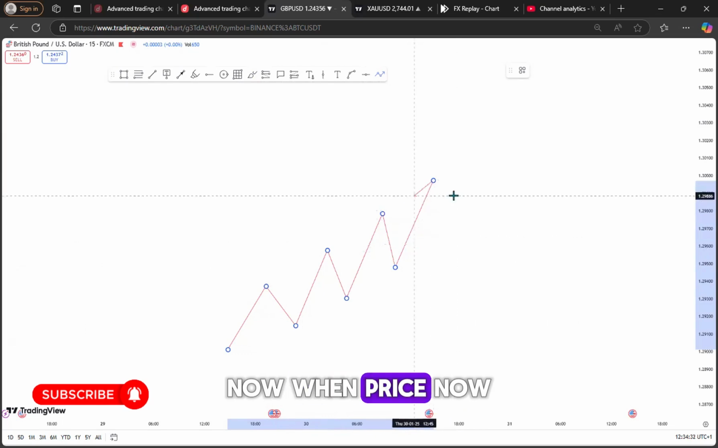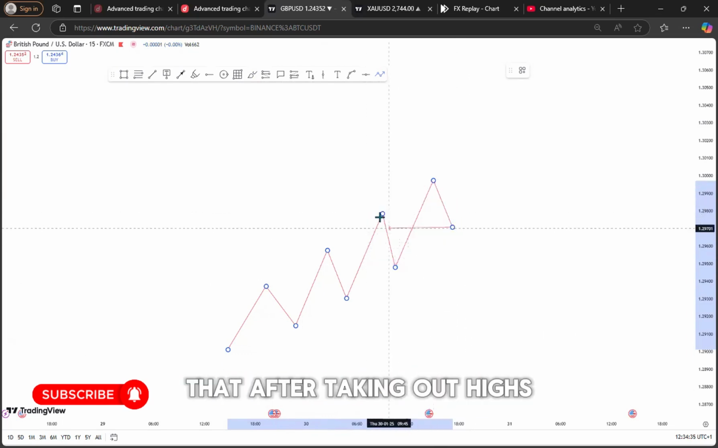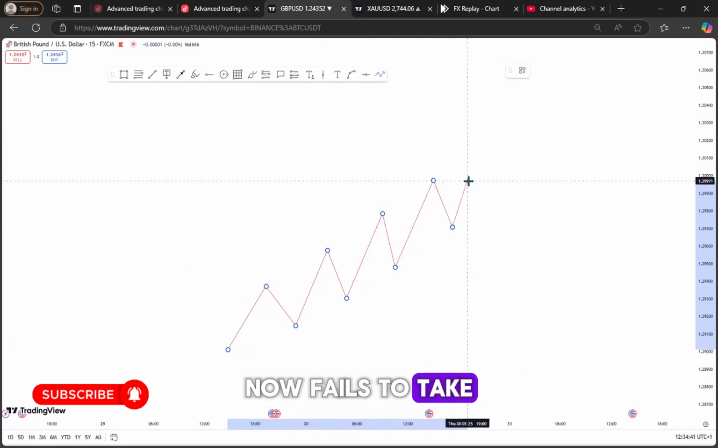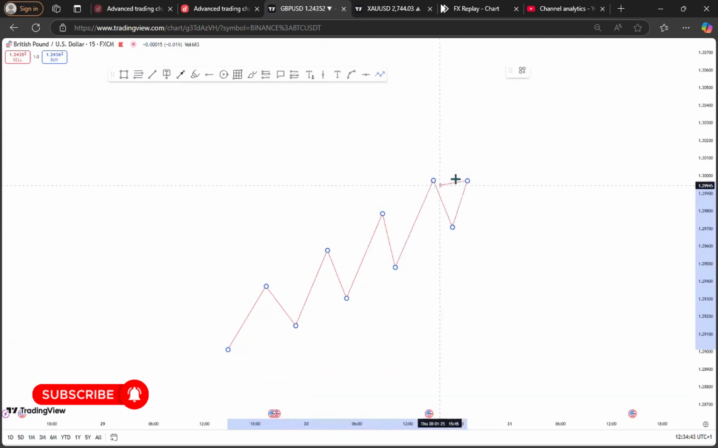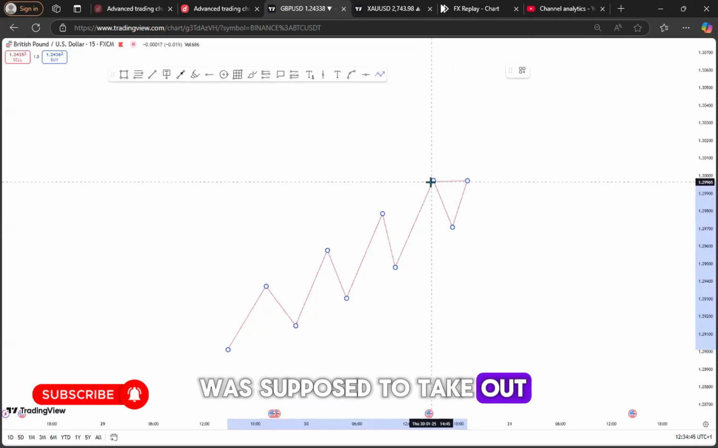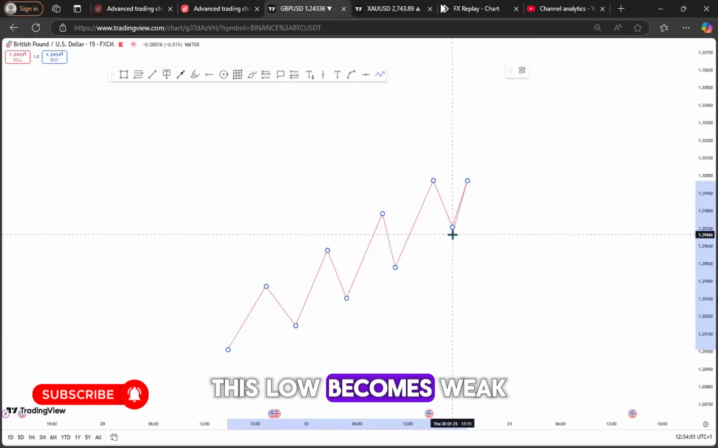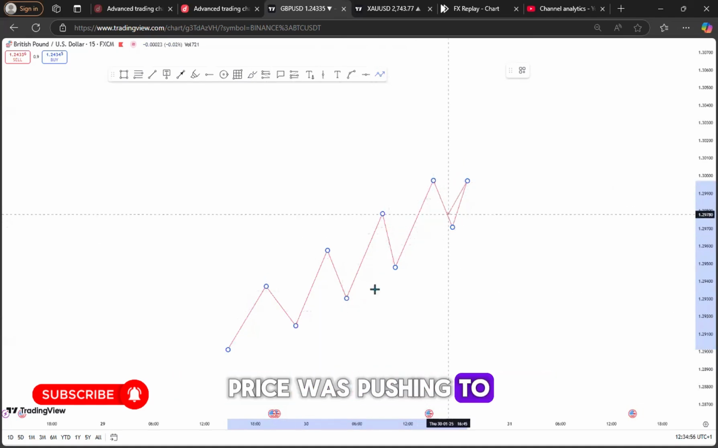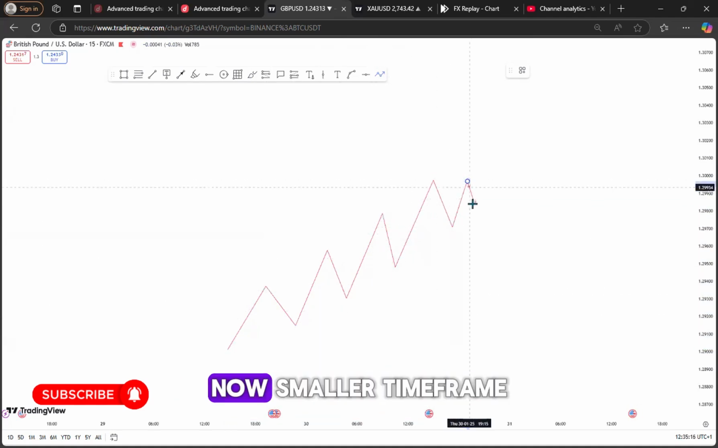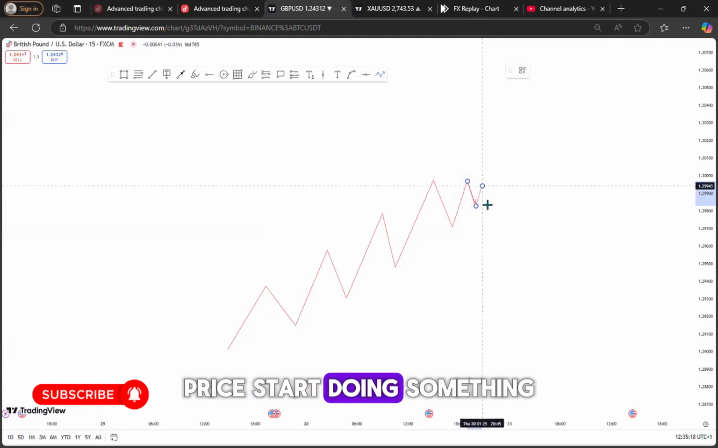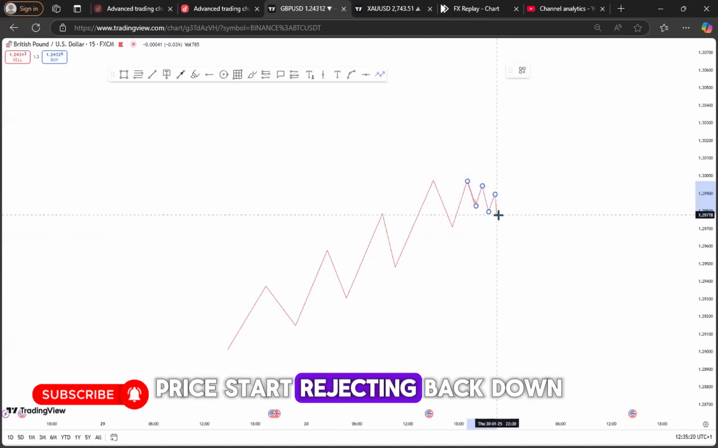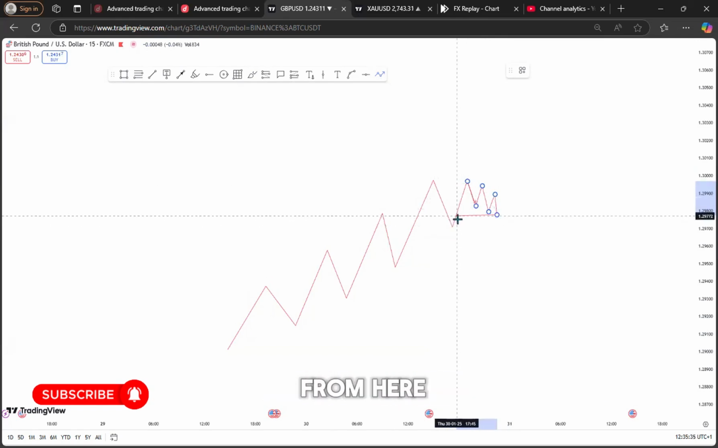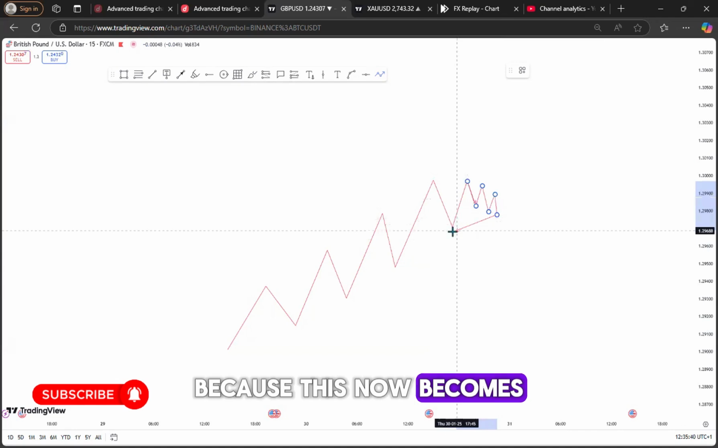Now, when price gets to a point that after taking out highs, price retraces back down and fails to take out this high here, this low became weak. Let's say this happened on a higher time frame, price was pushing to the upside like this. Now, on a smaller time frame, price starts rejecting back down. In this case, it will be a bad idea to buy from here because this now becomes a weak low.